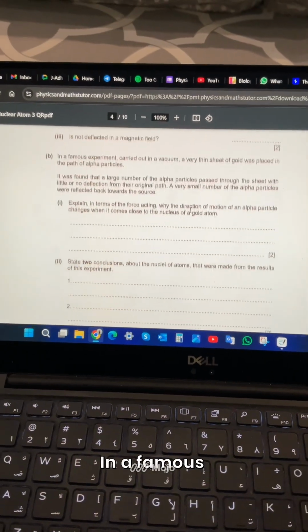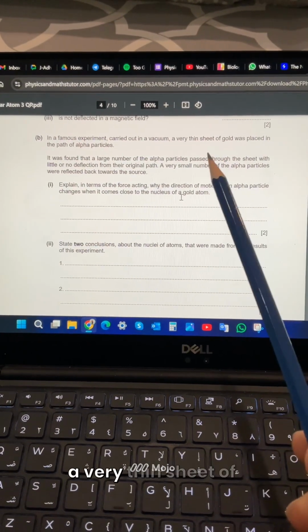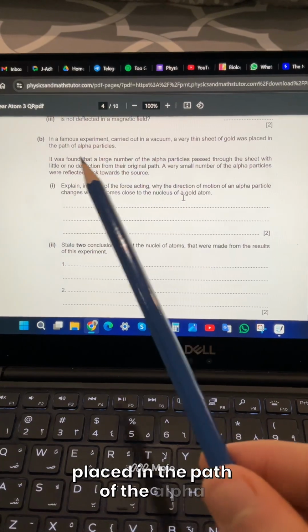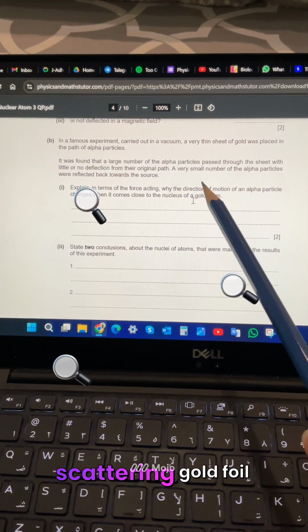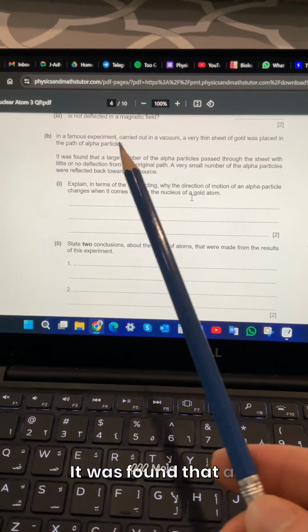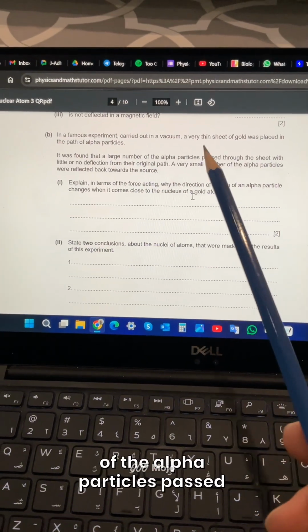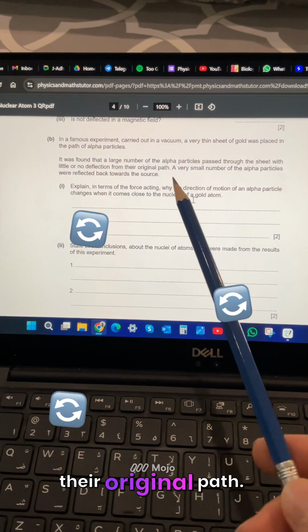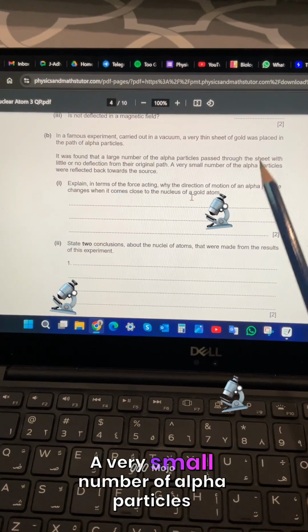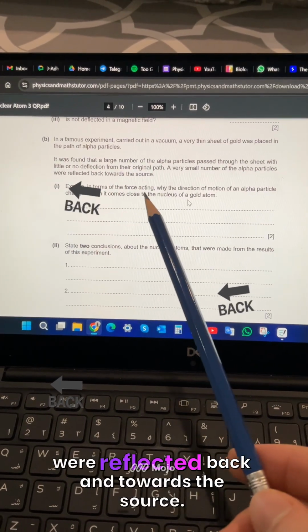Part B. In a famous experiment carried out in a vacuum, a very thin sheet of gold was placed in the path of the alpha particle. So this is actually Ernest Rutherford's alpha scattering gold foil experiment. It was found that a large number of the alpha particles passed through the sheet with little or no deflection from their original path. A very small number of alpha particles were reflected back towards the source.